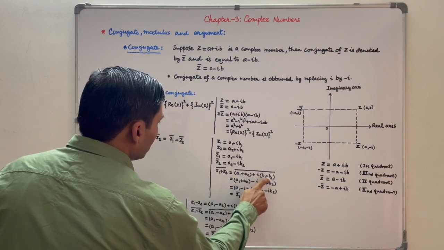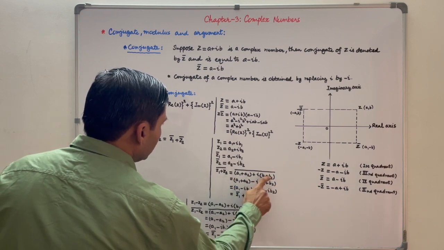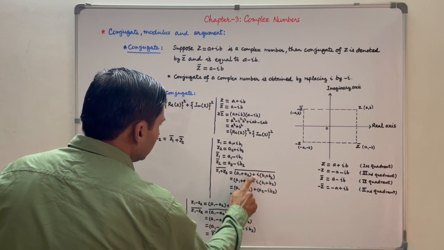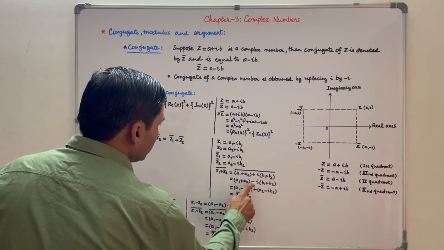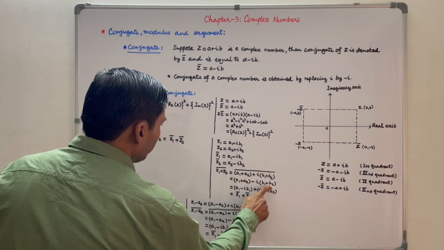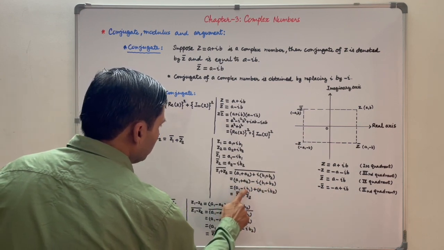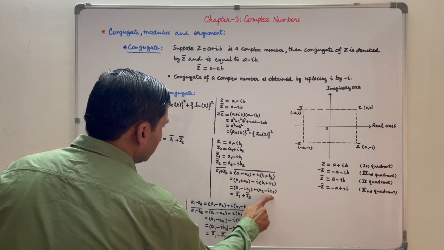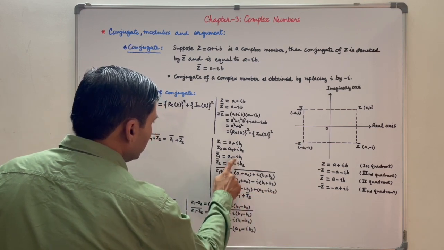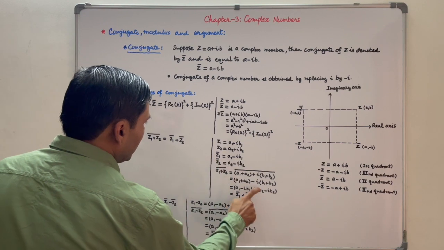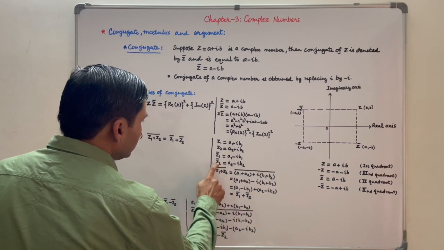Now we can take the conjugate of this complex number. We need to change the sign in between. So it will become A1 plus A2 minus i times B1 plus B2. Now we can rearrange the terms again to get A1 minus iB1 plus A2 minus iB2. A1 minus iB1 is equal to Z1 bar and A2 minus iB2 is equal to Z2 bar.